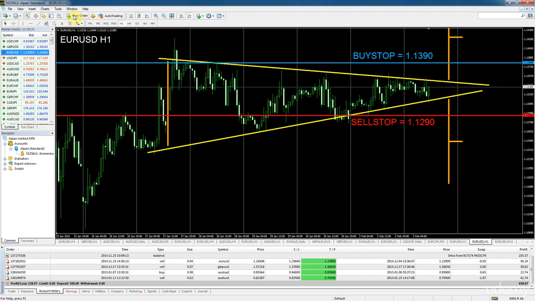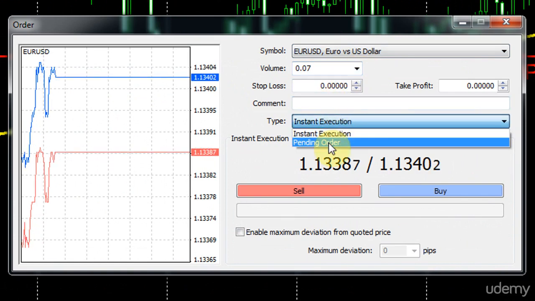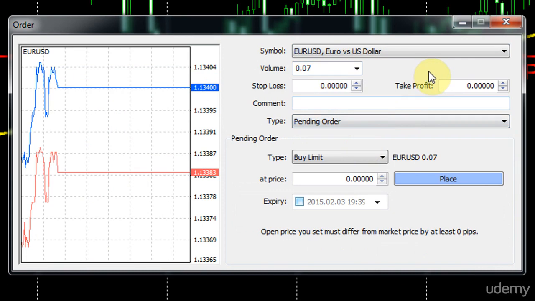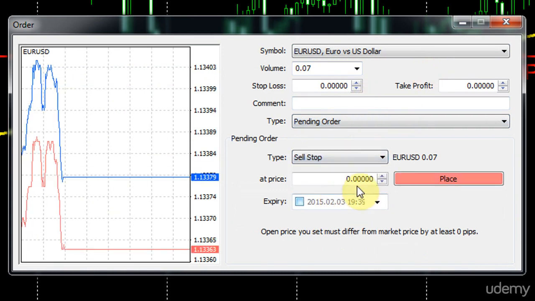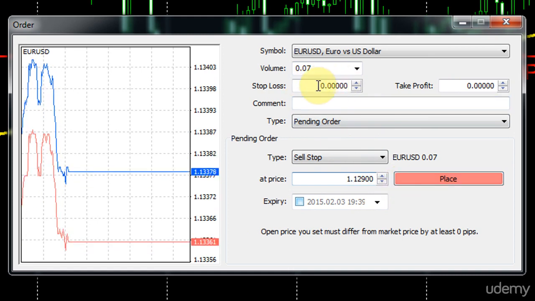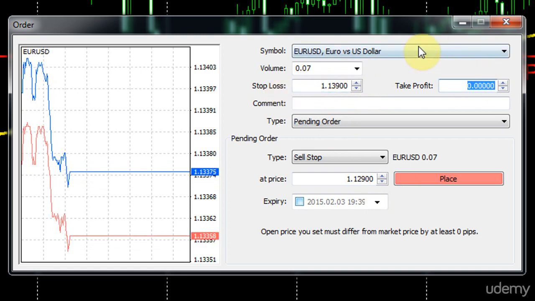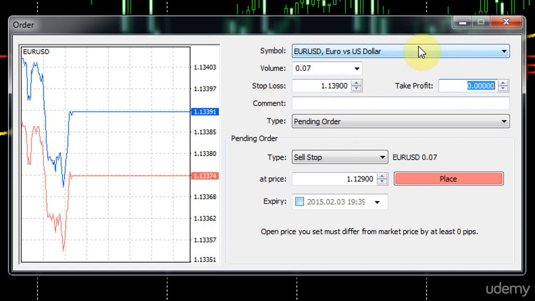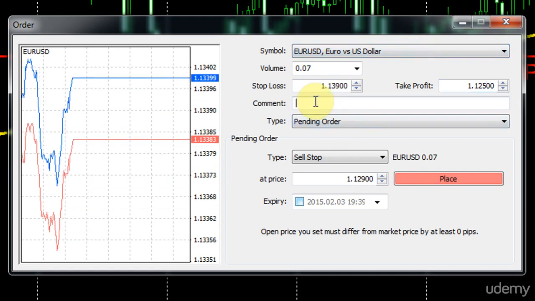So now let's create these orders. We click new order. For the euro dollar, volume 0.07, that's going to be our sell order, sell stop. It's going to be a pending order. We have to click that. In a pending order, we're going to choose a sell stop. The price is going to be 1.1290. The stop loss, as we agreed, is 1.1390. The take profit, I've got it written down here, so it's going to be 1.1250. And comment: order number 5, sell stop.